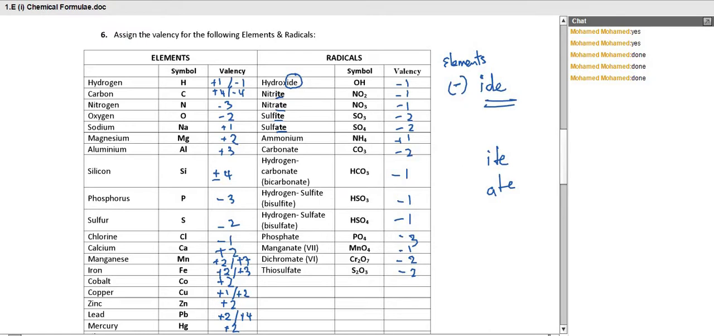Okay, so now this is "-ite", sometimes "-ate". So how do you know which situation is "-ite", which situation is "-ate"? It's very easy to remember. Always when the number of oxygens is greater, it's "-ate". "-ate" is a higher number. "-ite" is a lower number of oxygen. Now you have NO2 minus 1, a lower number of oxygen, so it's nitrite. NO3, higher number, it's nitrate. So if it's a higher number, it's "-ate". The lower number is "-ite". Is that clear?